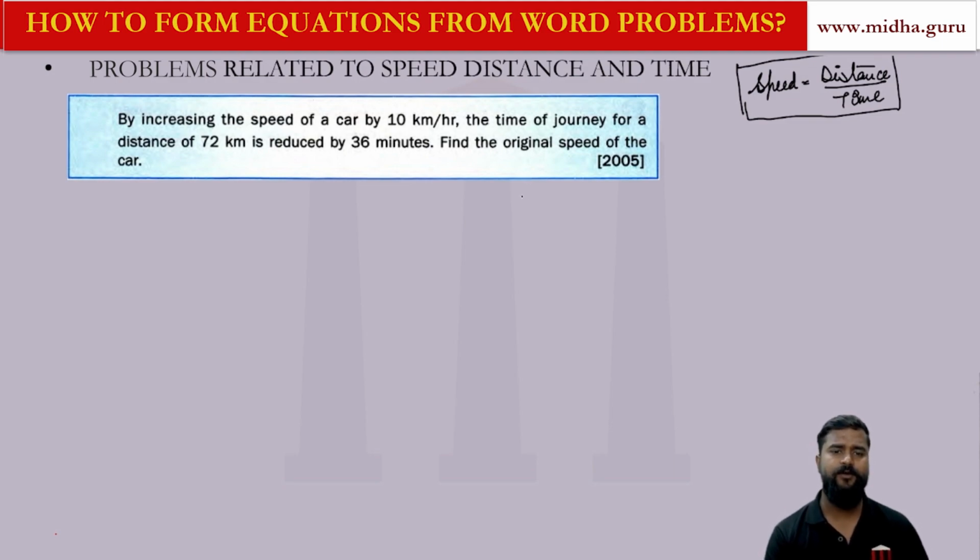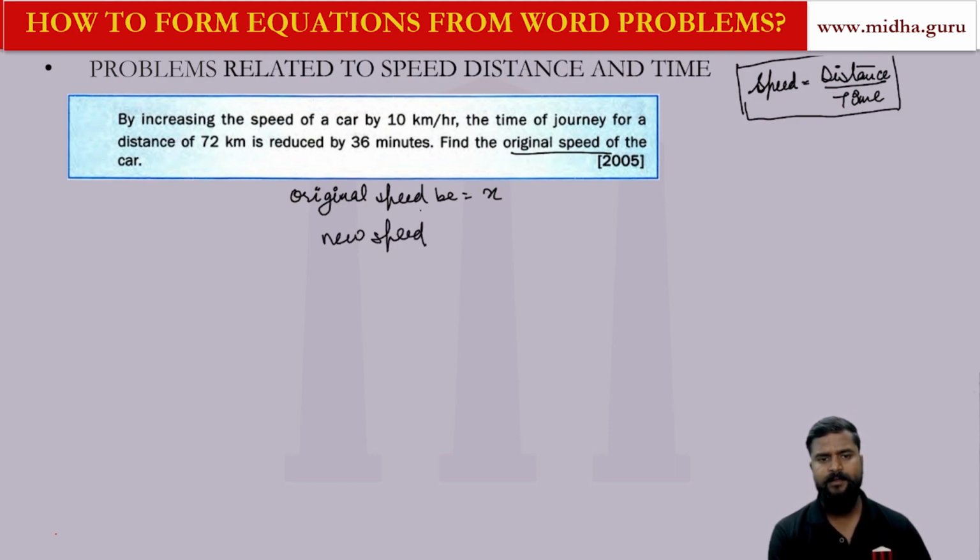So let us see, how can we form an equation? We have to find the original speed. So let the original speed be x. Then the new speed will be x plus 10 kilometers per hour, since it is increasing by 10. How do we form an equation based on this? Just as I said, speed is equal to distance by time, so time is equal to distance by speed.